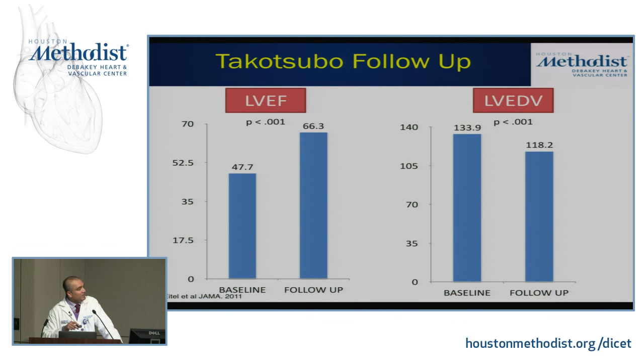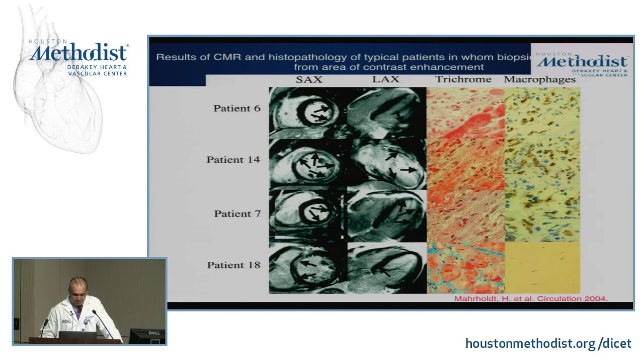In this particular study, when they looked at patients at follow-up, the mean follow-up was done about 3 months later, and in most of these patients the mean ejection fraction completely normalized, and the mean end-diastolic volume also shrunk down to normal. So there's both improvement in contractility as well as reverse remodeling of the ventricle, which is the natural history of Takotsubo's.